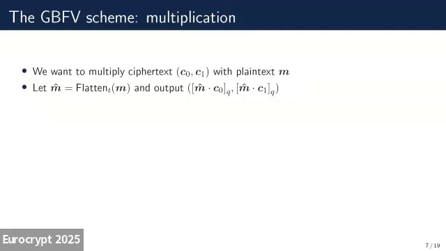Okay, the next thing to explain is how we can compute on encrypted data. In this slide, I will do a case study of homomorphically multiplying a ciphertext together with a plaintext. The idea is that we're first going to flatten the plaintext. This gives us some m hat, which, as we explained on the previous slide, has small coefficients. And then this m hat will be multiplied by each component of the ciphertext.